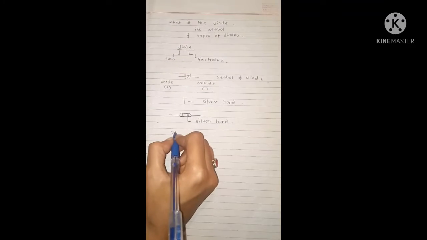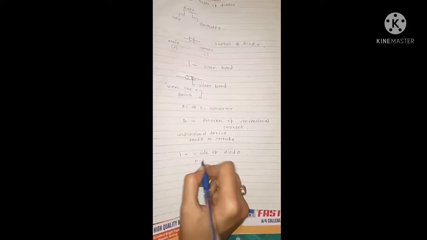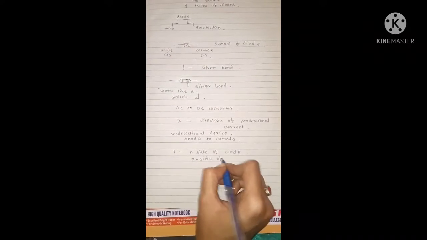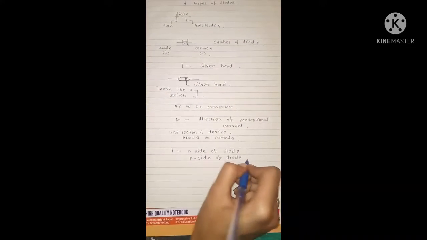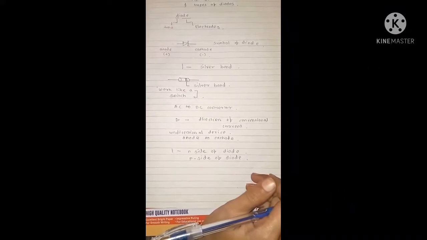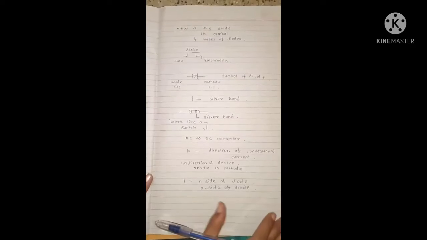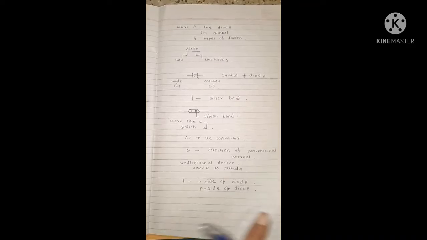Basically, a diode works like a switch. So this is all about the diode and its symbol. After that we have to move towards the types of diode. Now the first one is the PN junction diode.